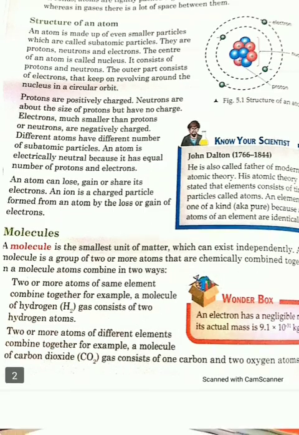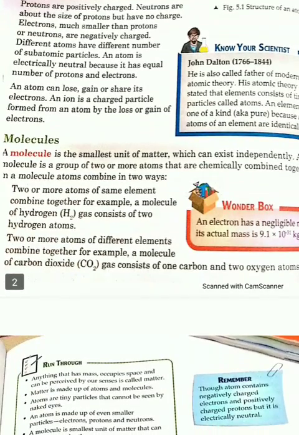Now if we talk about molecules, molecules are the smallest unit of matter which can exist independently. What is the difference between an atom and a molecule? An atom cannot exist independently, whereas a molecule can easily exist independently. Or we can say a molecule is a group of two or more than two atoms that are chemically combined with each other.